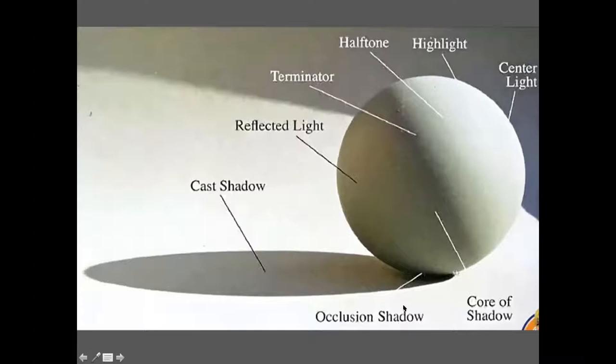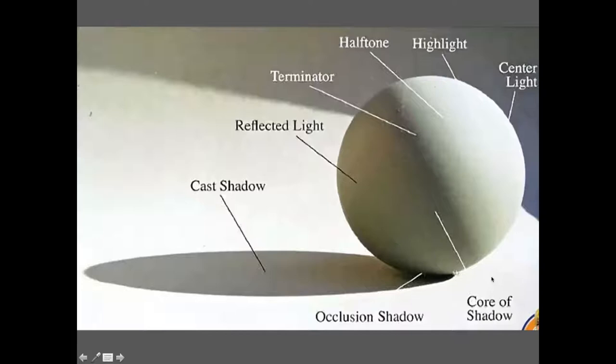And then I don't think you can see it so clearly here, but there's also a highlight. And people are probably very familiar with the highlight. A highlight is the point on the form where the angle that the light hits the form is equal to the angle that the light is reflecting off the form and moving back towards your eye. So whichever point on this form has an equal angle between the direction of the light and then the light reflecting towards your eye is where the highlight is.